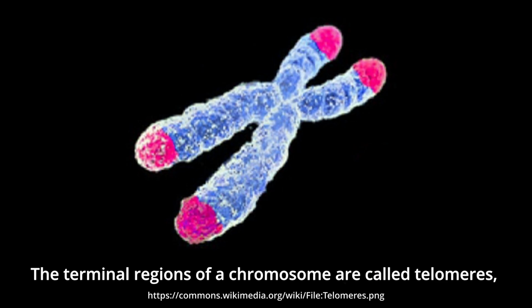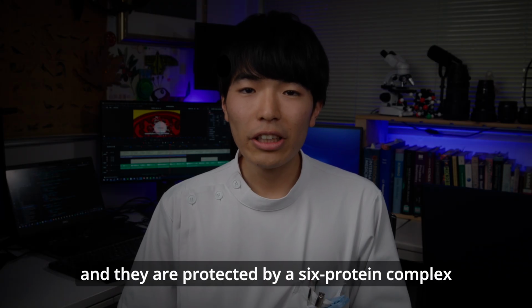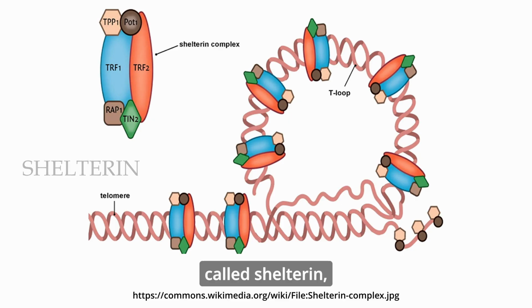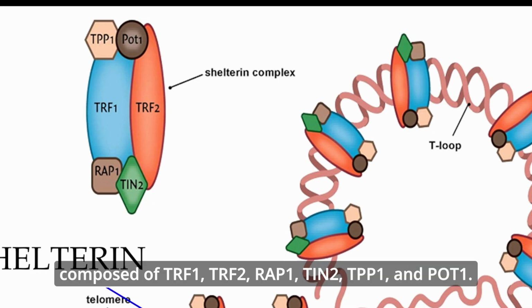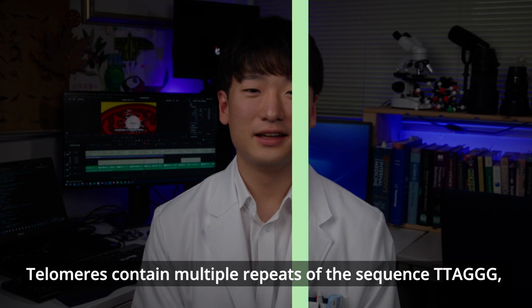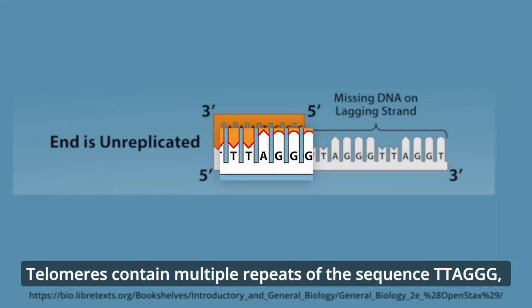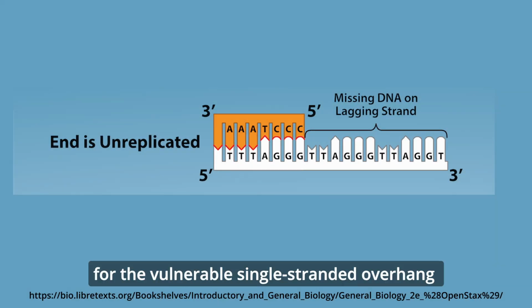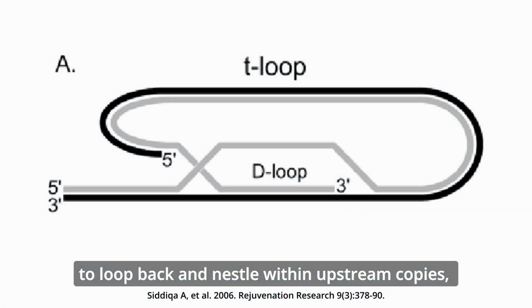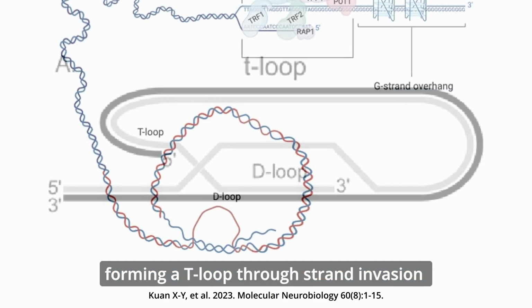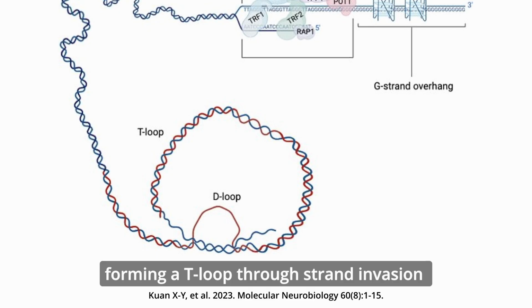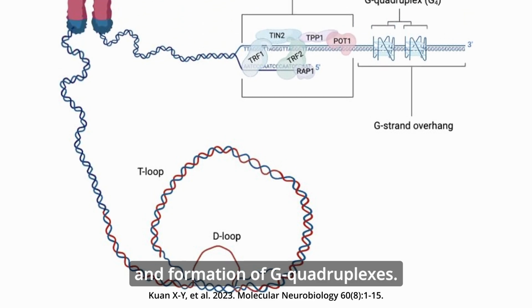The terminal regions of a chromosome are called telomeres, and they are protected by a 6-protein complex called shelterin, composed of TRF1, TRF2, RAP1, TIN2, TPP1, and POT1. Telomeres contain multiple repeats of the sequence TTAGGG, providing a target for the vulnerable single-stranded overhang to loop back and nestle within upstream copies, forming a T-loop through strand invasion and formation of G-quadruplexes.